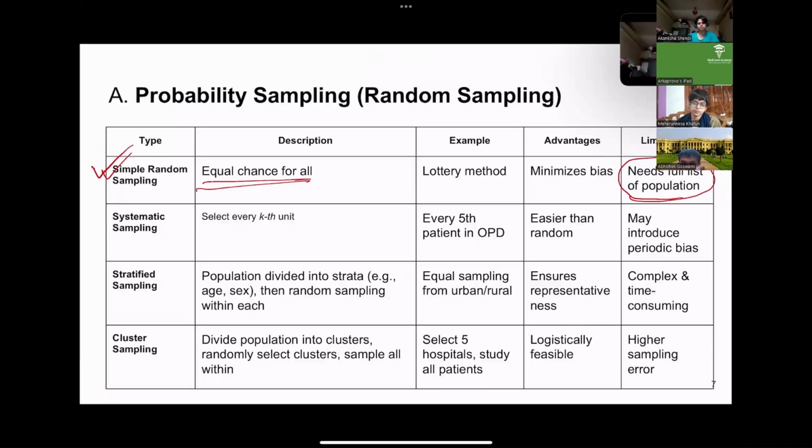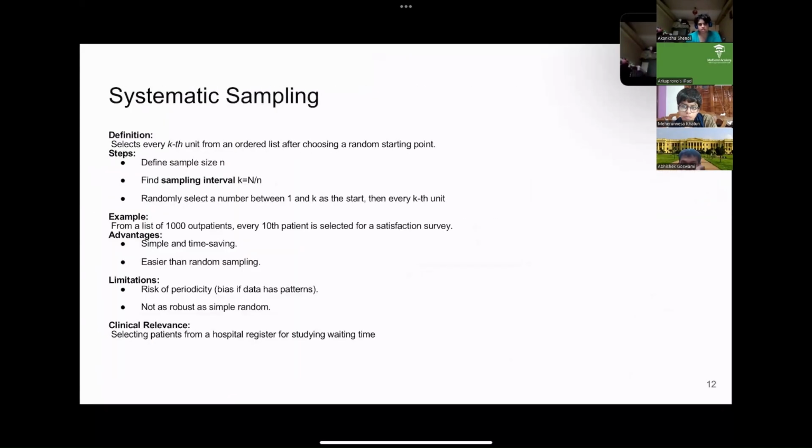The next is systematic sampling. I'll come to the details of each, but just explaining you the thoughts of it. So what systematic sampling does is, it selects every kth unit. So let's say, I'll show you the picture.